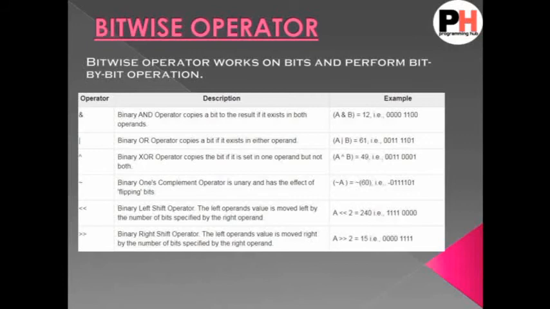Next one, the binary ones complement operator is unary and has the effect of flipping bits. That means it flips the bits of both values. Okay, so ones complement of A equals minus 61, that is 1 1 0 0 0 0 1 1.